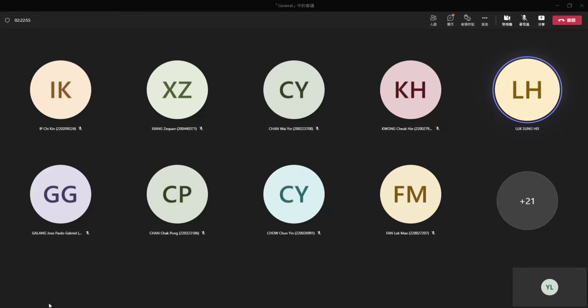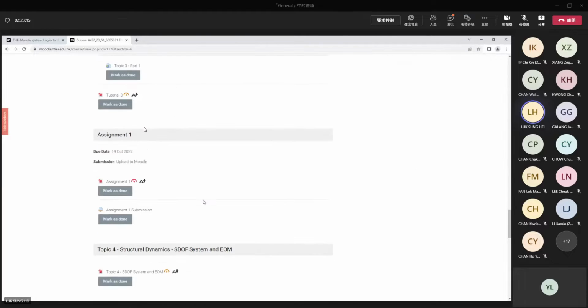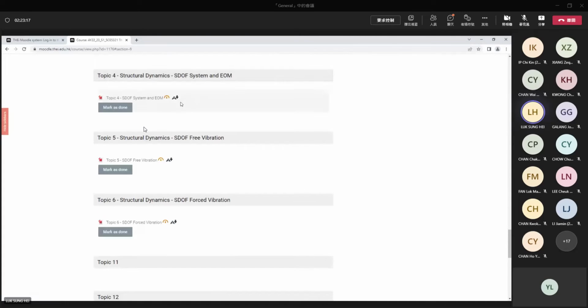No questions. If there are no questions, then maybe we can go to another chapter, structural dynamics. According to the arrangement in Moodle, we are now going to topic 4. We will firstly talk about the formulation, how to formulate the equation for a dynamic system. Topic 4 mainly focuses on formulation.